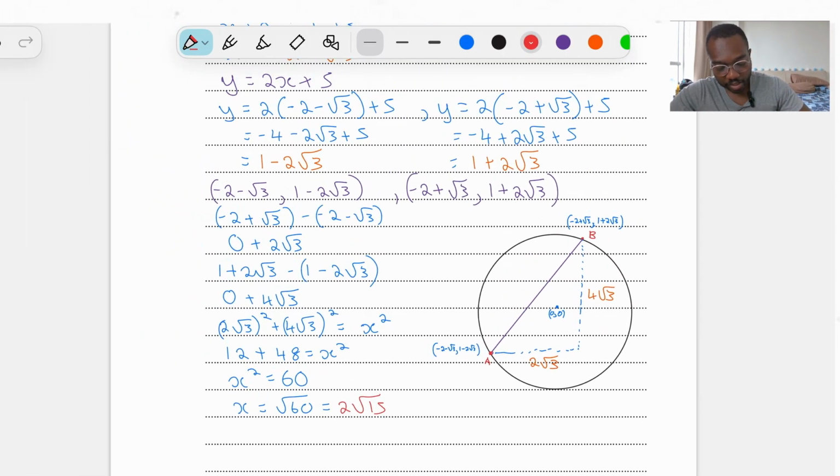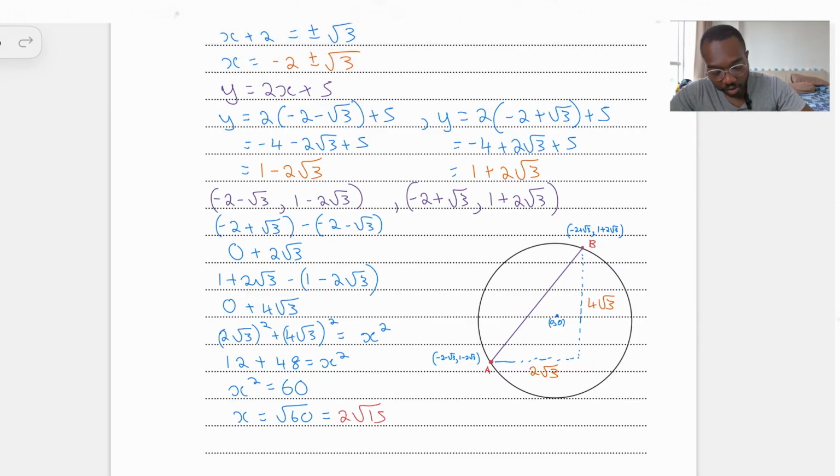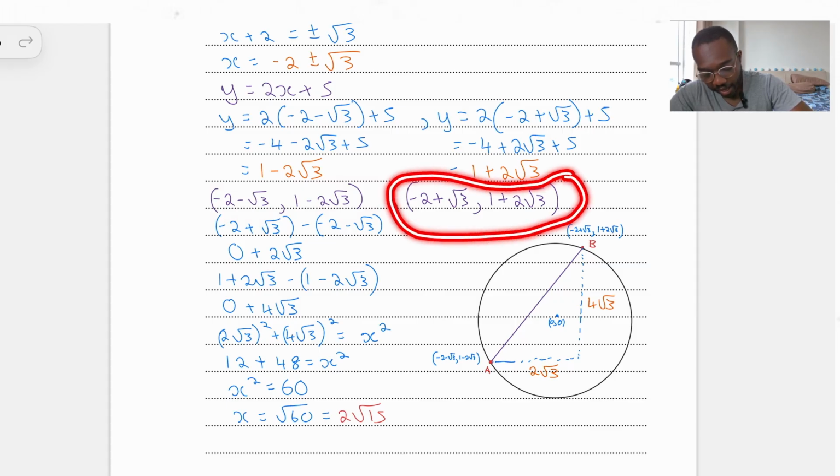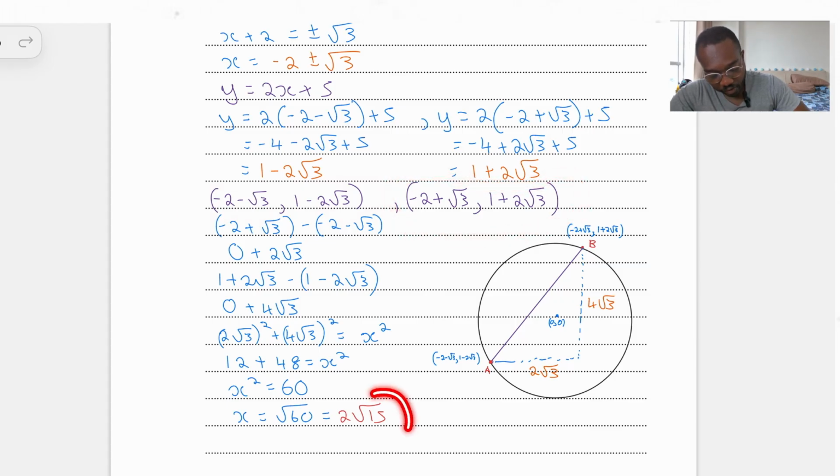Okay, so we worked out everything we need to work out. We have the coordinates here, 2 coordinates. We have this coordinate here. We have this coordinate here. And then we have the exact length of the chord, 2 root 15, which is here. That is everything they wanted to know for that question.